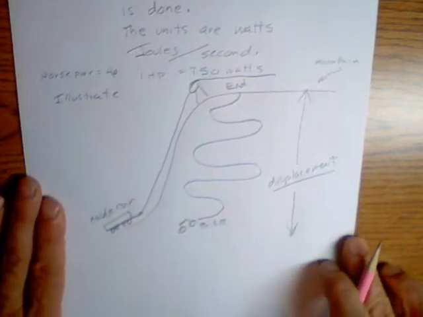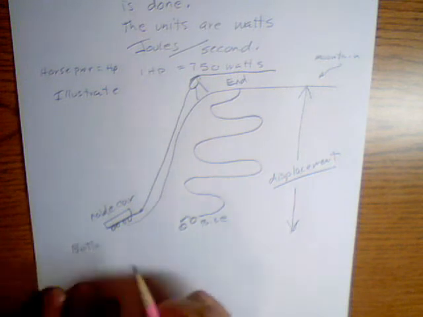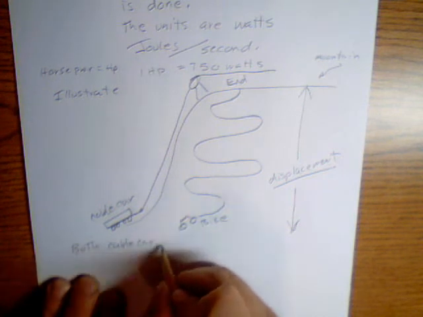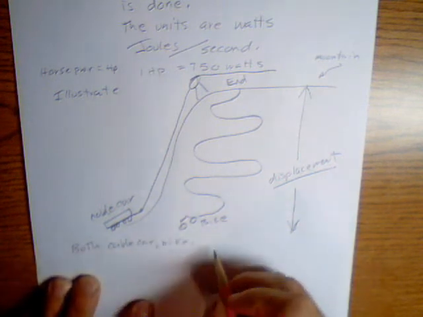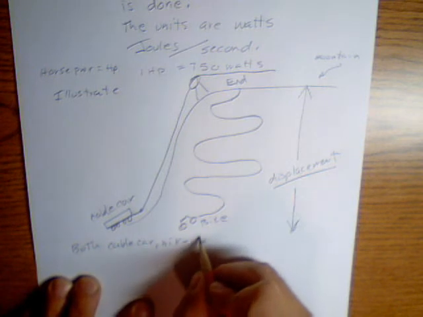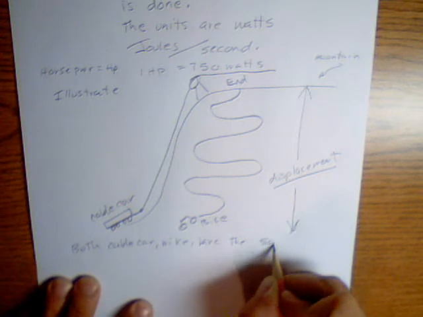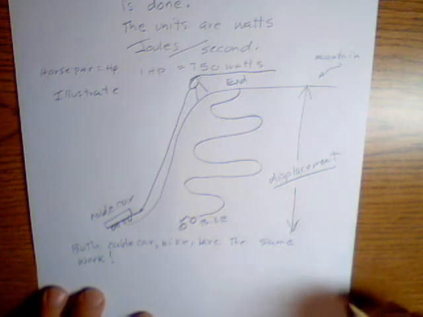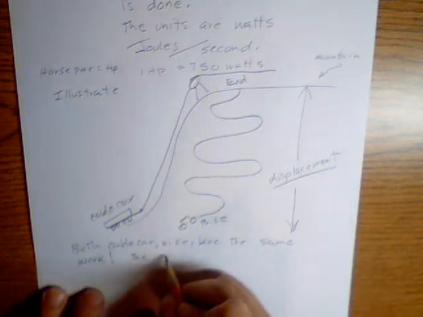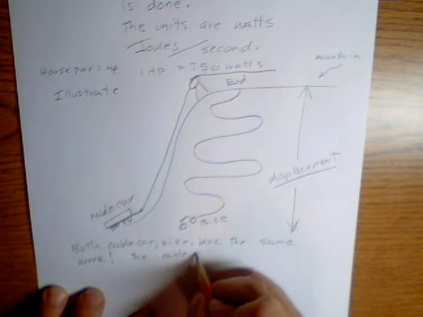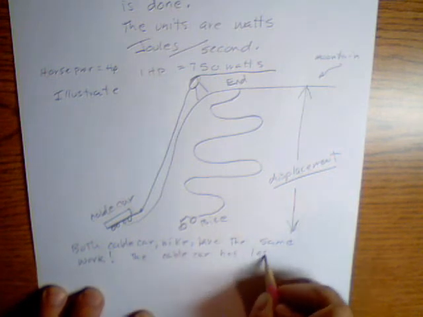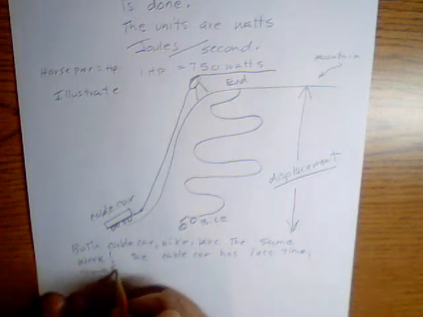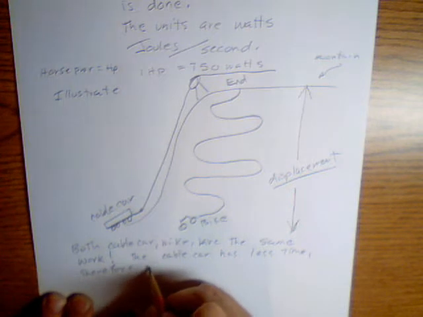So both the cable car and the bike do the same amount of work. Now, the cable car does it in less time. Therefore, more power.